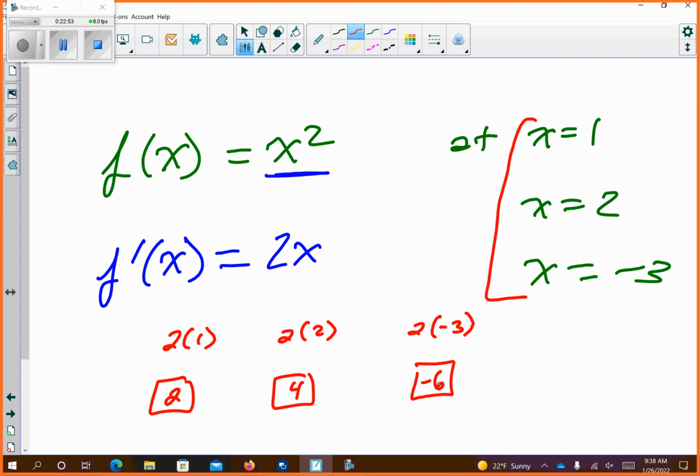Okay, so what that means is if I had graphed x squared, let's do this. Let's set Desmos. I have x squared, and I have 1 with a slope of 2, 2 with a slope of 4, and I have -3 with a slope of -6. Okay, so jump to our buddy Desmos.